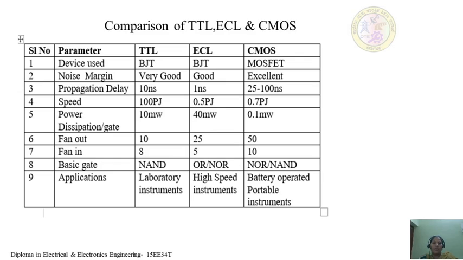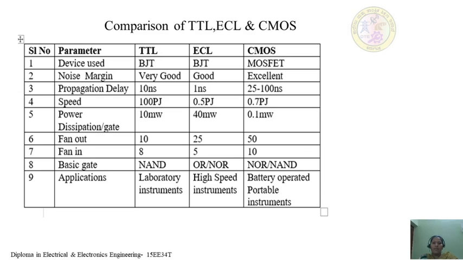Next parameter is fan in. The TTL has a fan in of 8, ECL has 5, whereas the CMOS has 10. So we can say the CMOS has a very good fan in when compared to the TTL and ECL. The next parameter is the basic gate. The basic gate used in case of a TTL is a NAND gate. In case of an ECL, it is OR gate or NOR gate. In case of a CMOS, NOR gate or NAND gate.